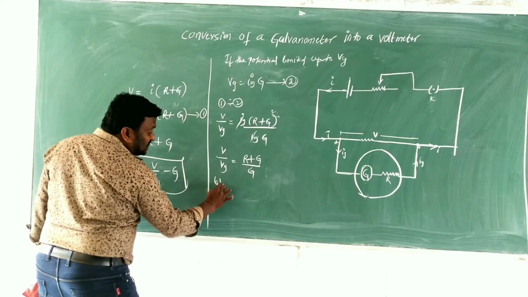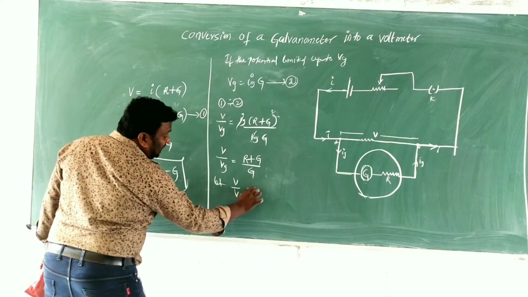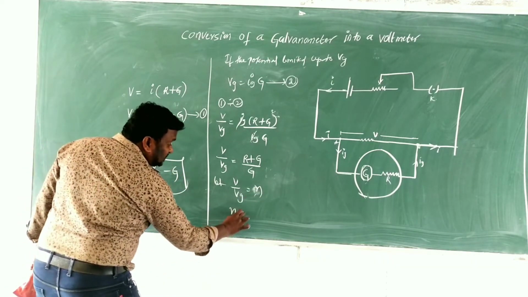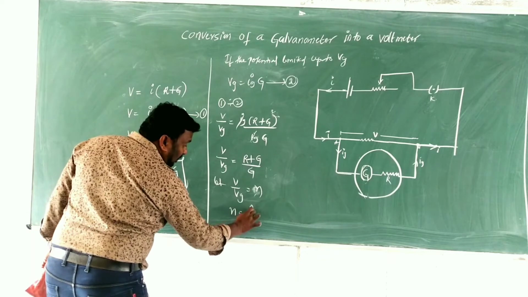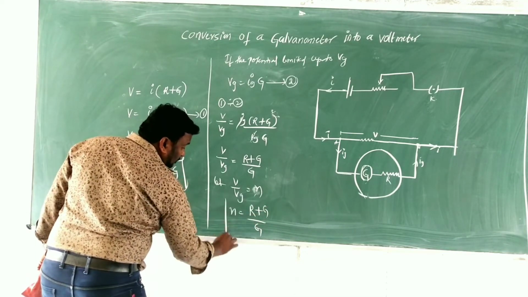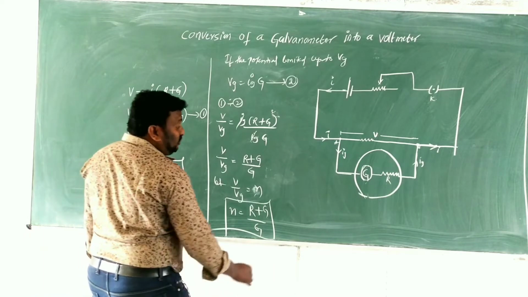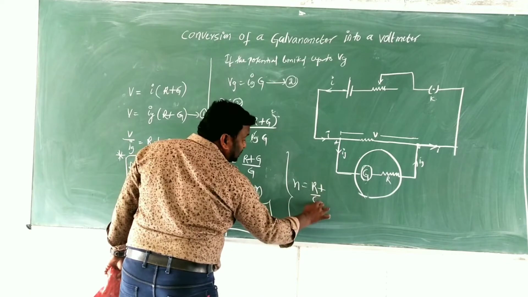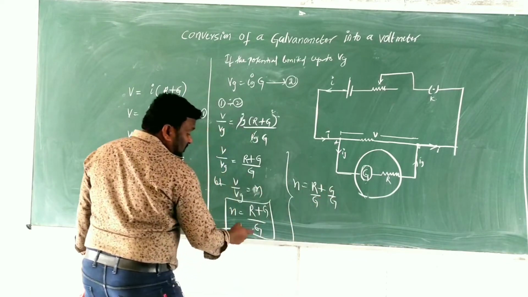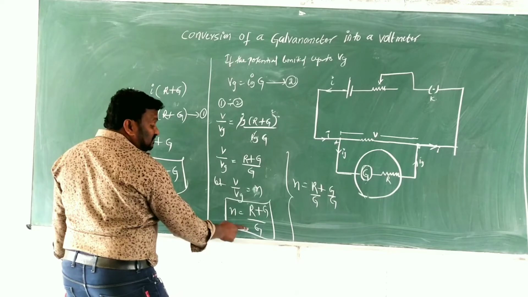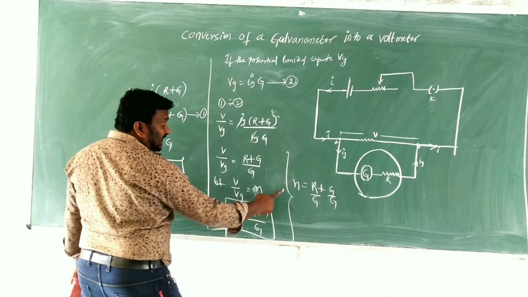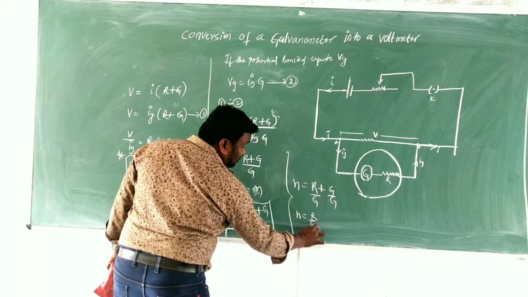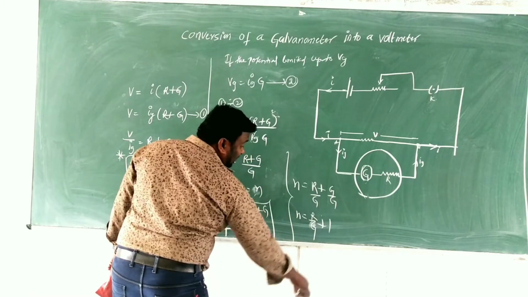And in this case, children, let V by Vg be equal to N. Then N is equal to (R plus G) by G. From that equation, N is equal to R by G plus G by G. G by G means 1. So N is equal to R by G plus 1.